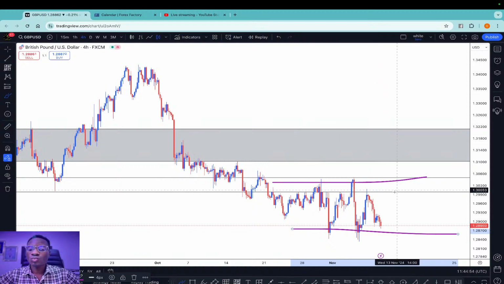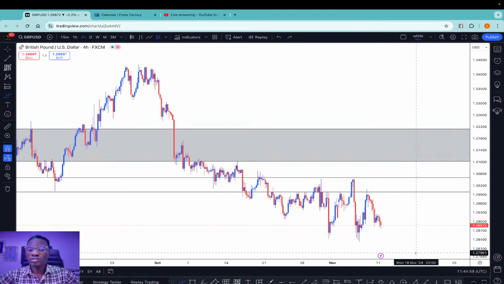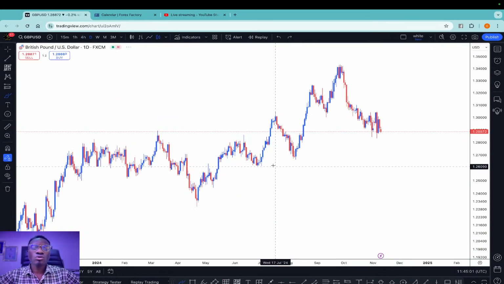Instead, I want to see when price opens to the upside or maybe breaks to the downside before I start looking out for a way to play this currency pair. Right, so that is all on the British pound sterling paired against the USD.